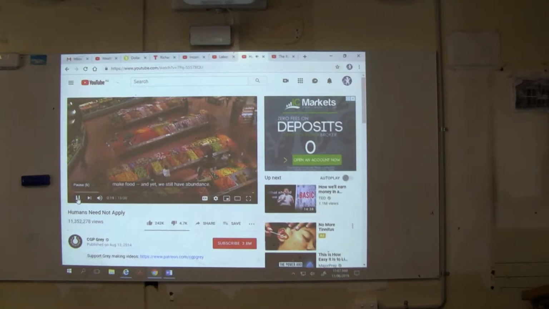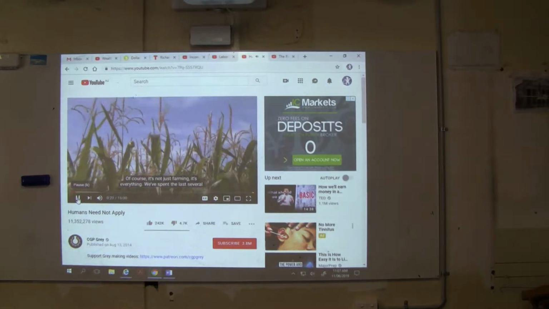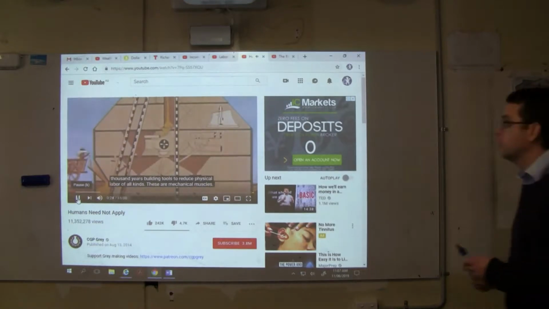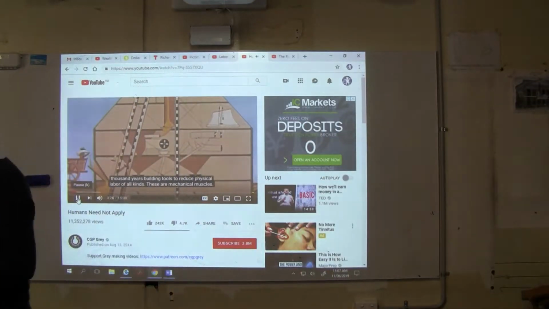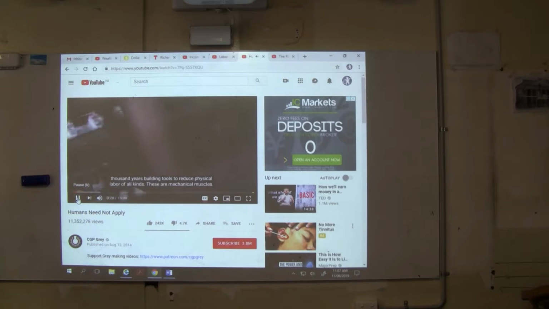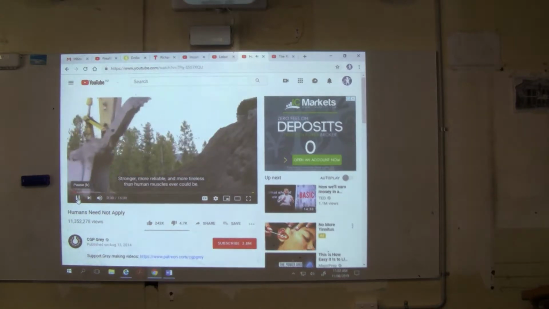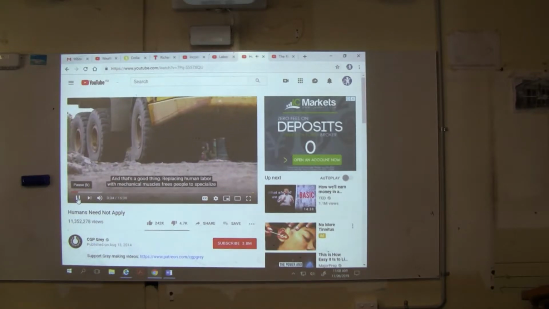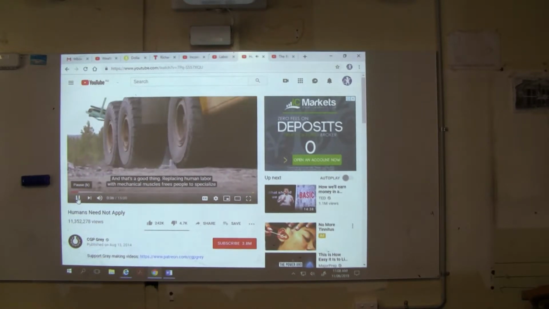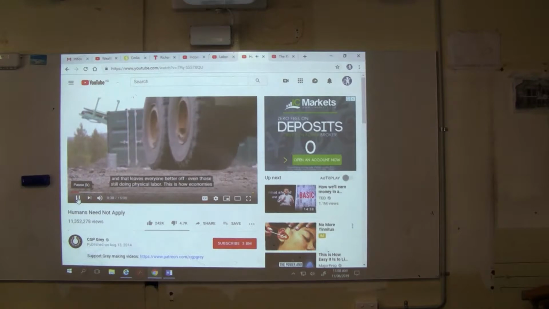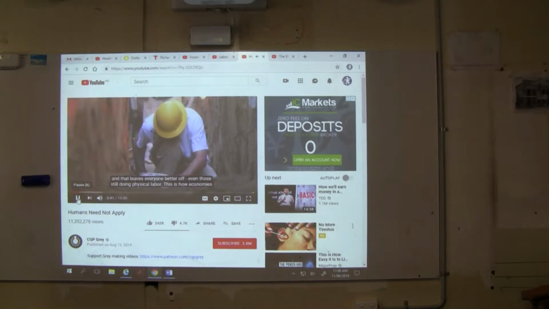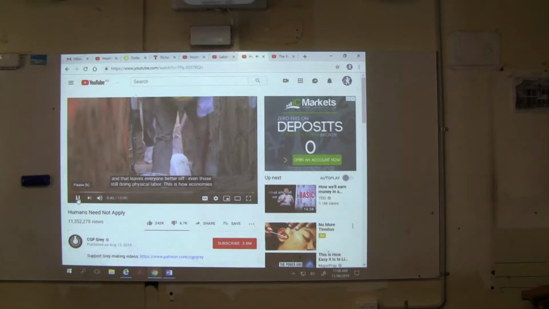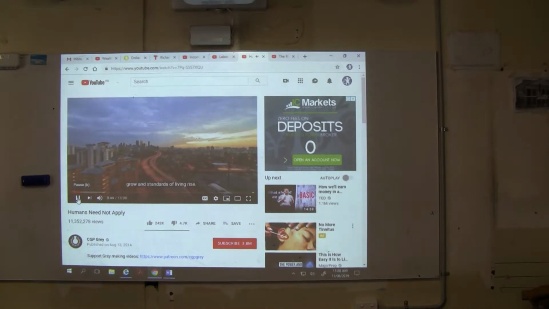And yet, we still have abundance. Of course, it's not just farming, it's everything. We've spent the last several thousand years building tools to reduce physical labor of all kinds. These are mechanical muscles, stronger, more reliable, and more tireless than human muscles ever could be. And that's a good thing. Replacing human labor with mechanical muscles frees people to specialize, and that leaves everyone better off, even those still doing physical labor. This is how economies grow and standards of living rise.